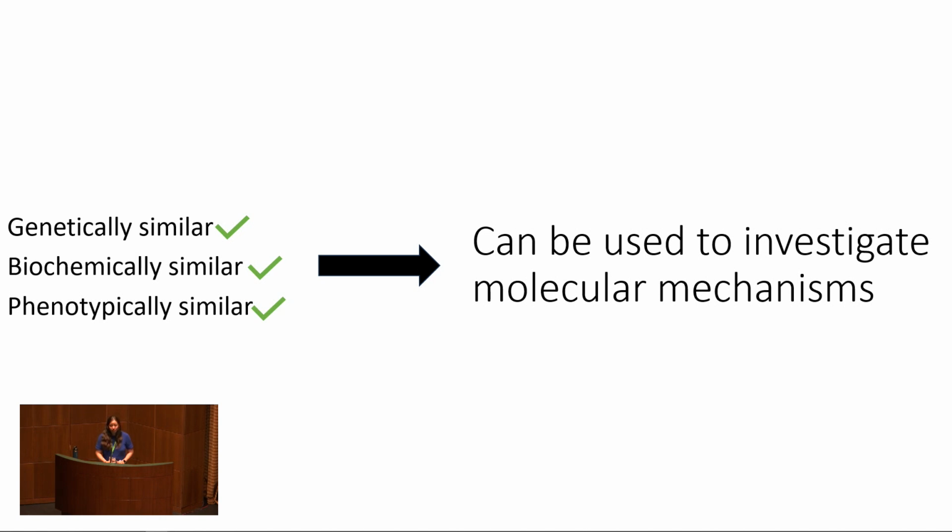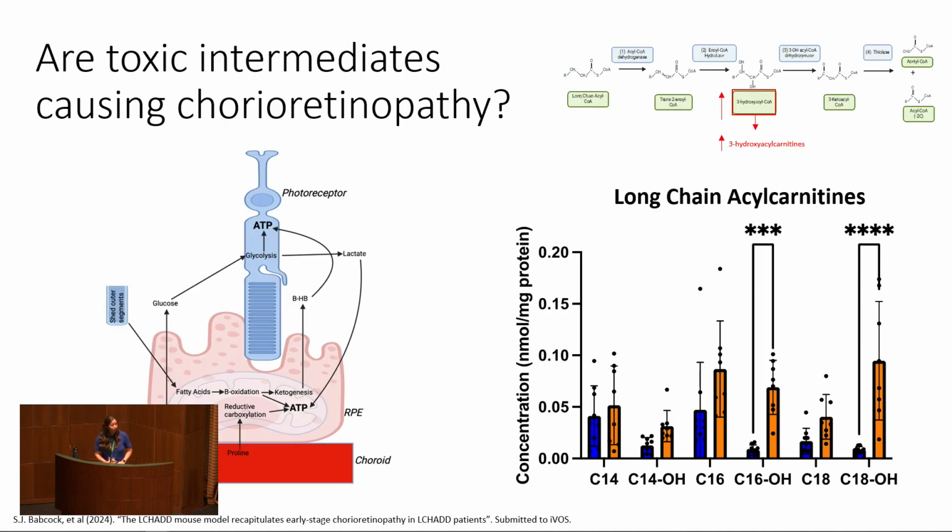Mouse models are really important for doing this because they allow you to do experiments that you couldn't really do in patients. And I'll explain here what we were looking for in the mouse model. So we know that LCHADD chorioretinopathy is initiated by the loss of those retinal pigment epithelium cells, but we don't know what is causing those RPE cells to die. And so there are a couple of hypotheses out there, and one that I'll mention today is that those hydroxyacylcarnitines and other partially metabolized intermediates are actually toxic to the RPE cells and causing them to die.